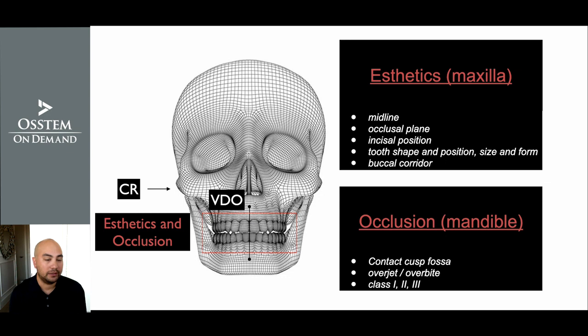In terms of aesthetic parameters, we want to achieve on the maxilla the midline, the occlusal plane, the incisor position, the tooth shape and position, size and form, and the buccal corridor. And when it comes to occlusion, we want to assess in the mandible the contact, the cusp-fossa relationship, the overjet, the overbite, and the skeletal class.